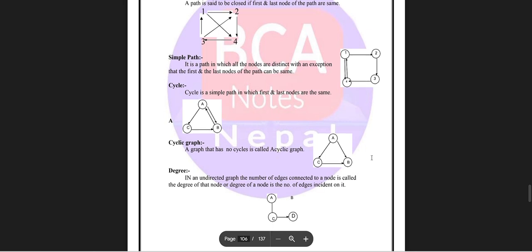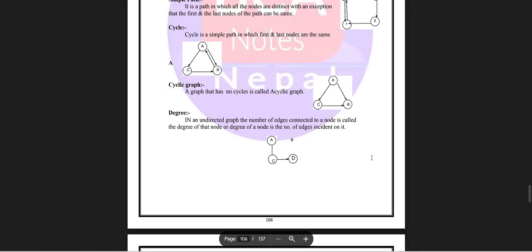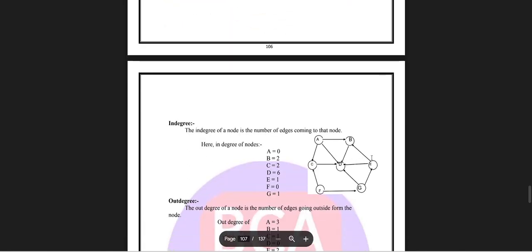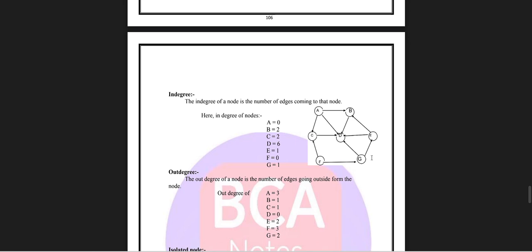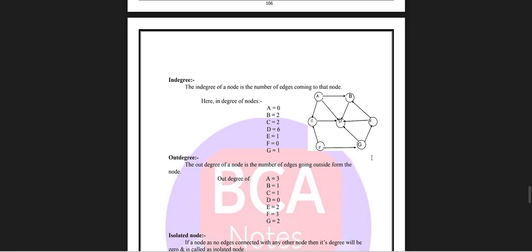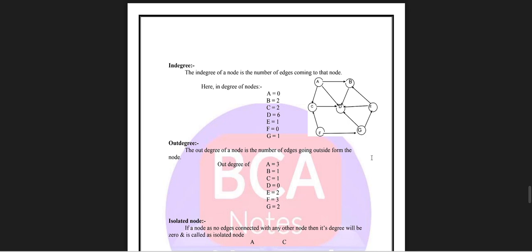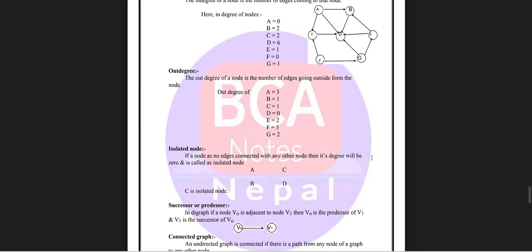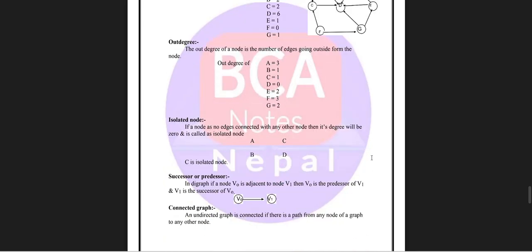Degree: in an undirected graph, the number of edges connected to a node is called the degree of the node, or the number of edges incident on it. In-degree of a node is the number of edges coming into the node, and out-degree is the number of edges going out of the node. For example: A0, B2, C2, D6, E1, F0, G1, and A3, B1, C1, D0, E2, F3, G2.